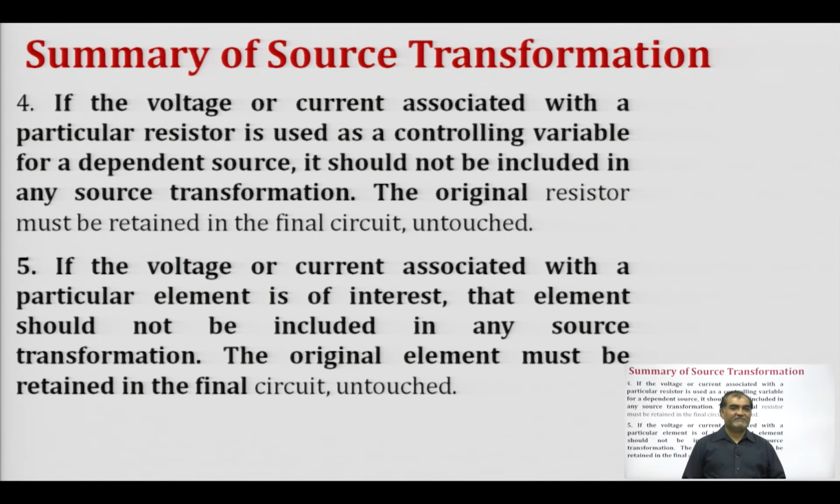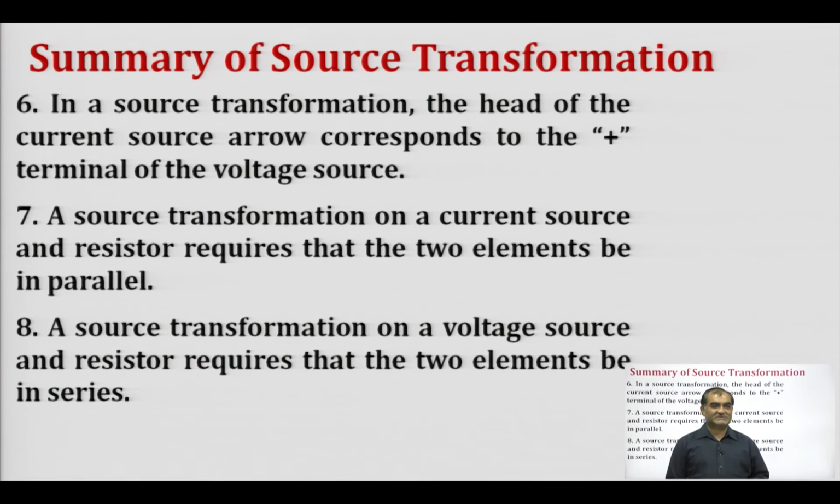As we discussed in the previous example, we had a voltage dependent source of 5 Vx, and Vx was the voltage across the resistance of 2 ohm. So, we need not touch or change the position of that particular resistance, because the controlling quantity depends upon the value of that resistance. Next point, if the voltage or current associated with a particular element is of interest, that element should not be included in any source transformation, and the original element must be retained in the final circuit untouched.